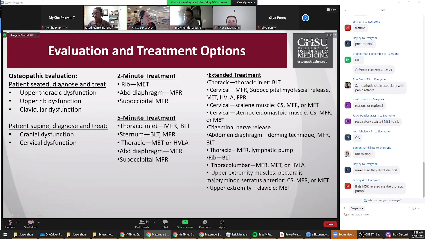You can go through your seated position and evaluate these areas. You can do supine, evaluate these areas. If you have a couple minutes, run through some of these real quick, covering those ribs, covering the diaphragm, getting in that suboccipital. You got a few more minutes clinically, you can cover more things like the inlet, sternum, thoracic, going over the diaphragm again, getting the suboccipital. And these just keep growing.